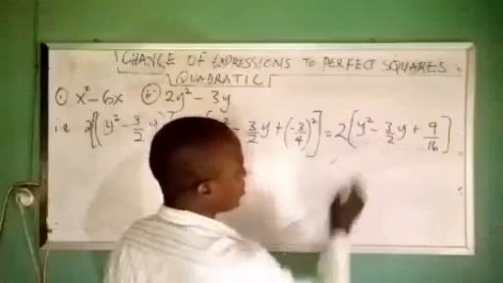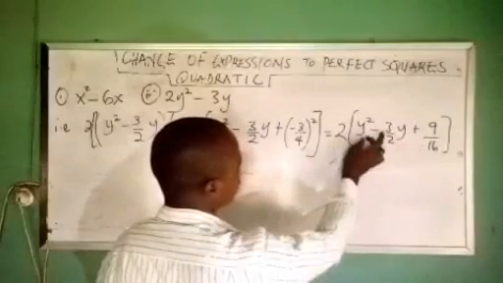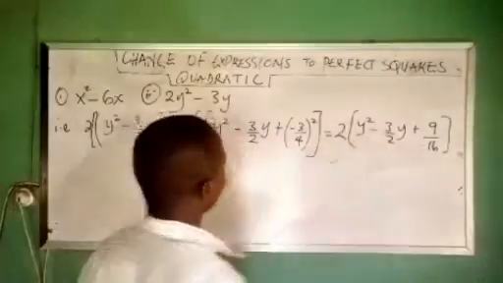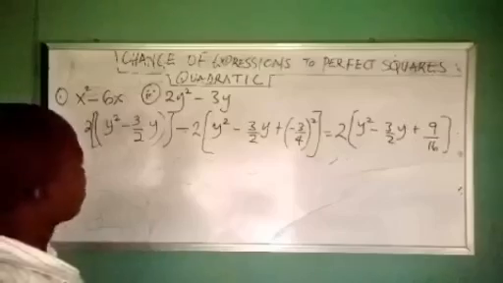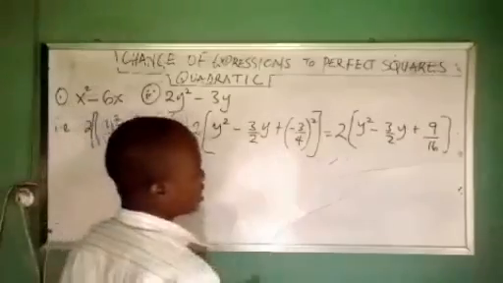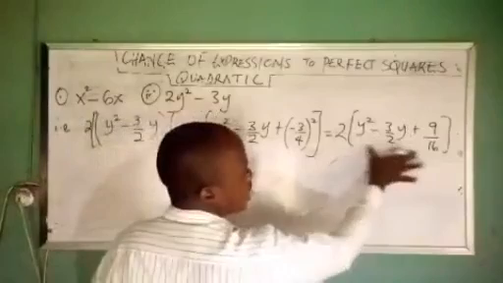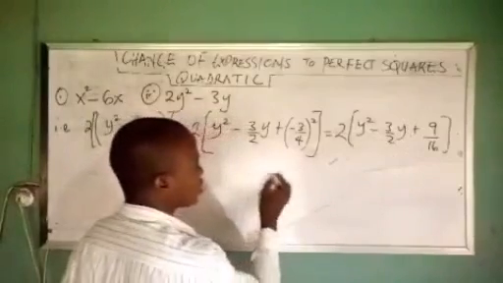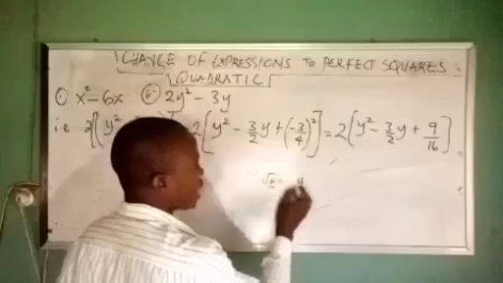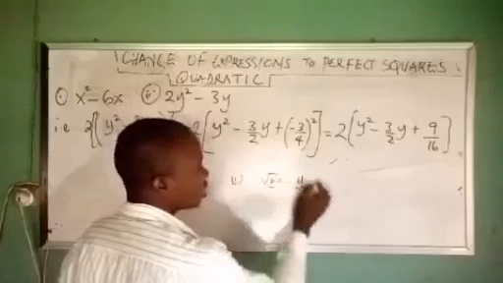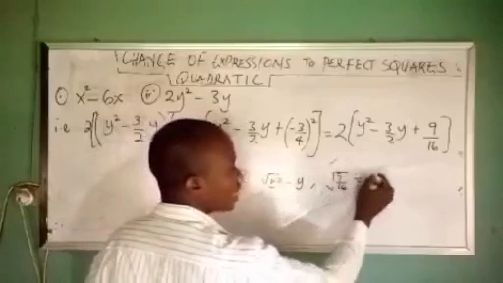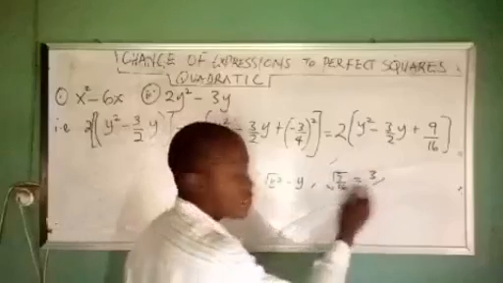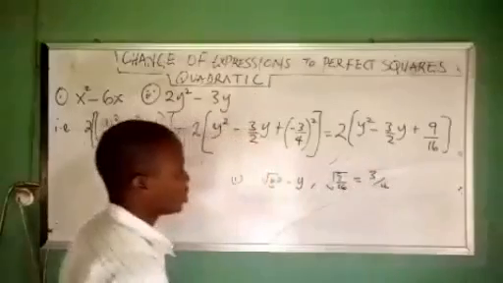If you want to know whether this is a perfect square, you bring out this one. Y squared, which is y, you take the half of it, first condition. Then this one, 9 over 16, the square root of 9 is 3, while the square root of 16 is 4. Are you getting it?